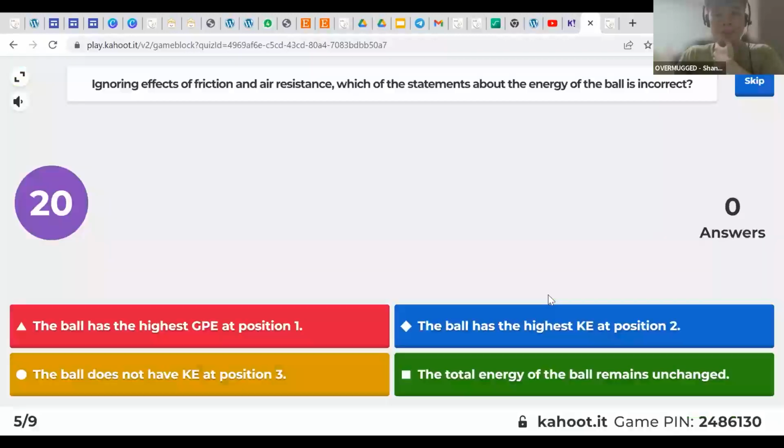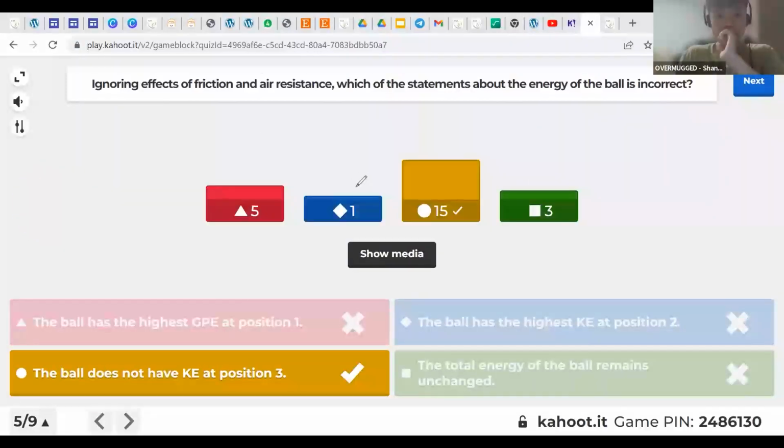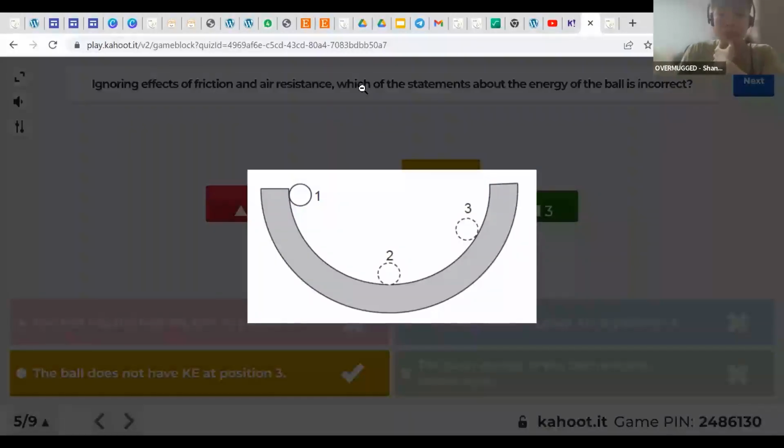Incorrect, incorrect. Okay. Not too bad, not too bad. First one is correct. Highest position, highest GPE. Lowest position, GPE converted to KE. At this position, still have some height, right? So got both GPE and KE.